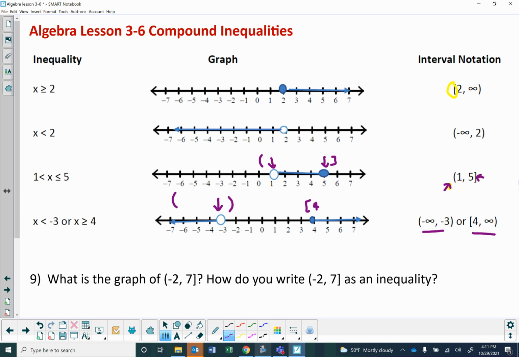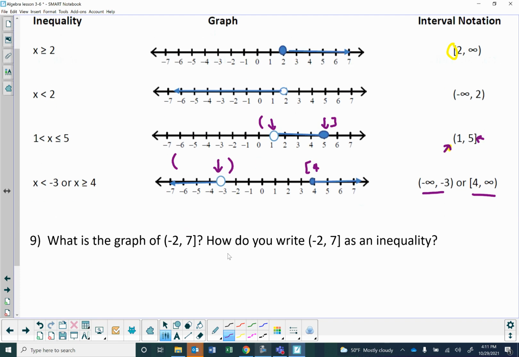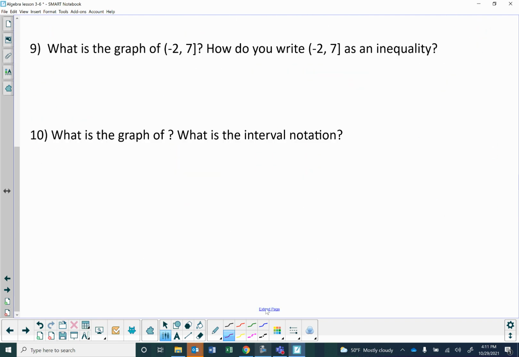So let's take a look at some examples of could you write these. So what is the graph of parenthesis negative 2, 7 bracket, and how do you write parenthesis negative 2, 7 bracket as an inequality? Well, if it's a parenthesis here at negative 2, I'm going to write my little graph first. So here's negative 2. It's a parenthesis, which means it's an open circle. So let's put 0 here. Let's put 7 here. It's a bracket at 7, so I know that's a closed circle.